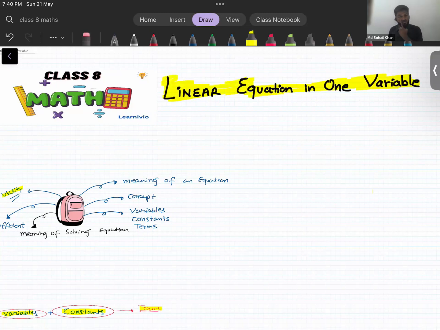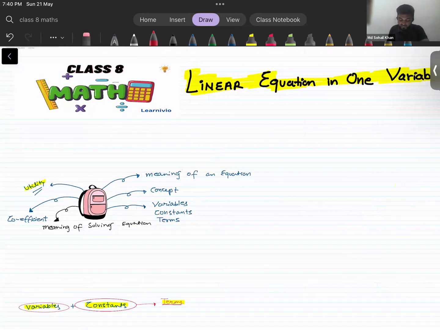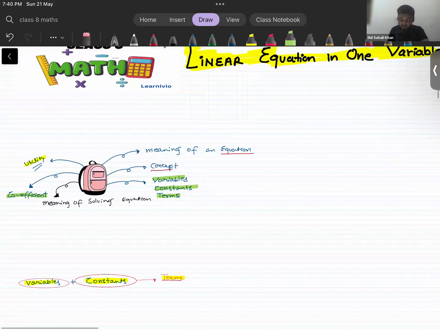So in our previous class, we began with the new chapter. Let's quickly revise what we had discussed in this chapter. First, the meaning of an equation. What is the concept of this chapter? What do we mean by variables? What are constants and what are terms? And one more important thing, what is a coefficient? You might not have heard the word before.